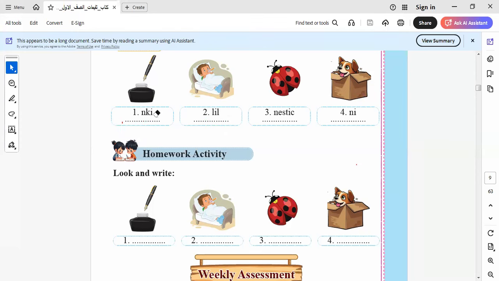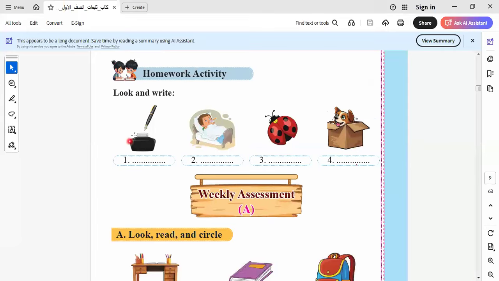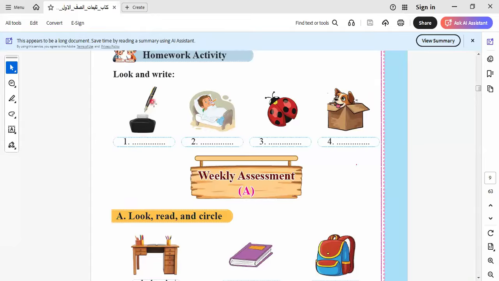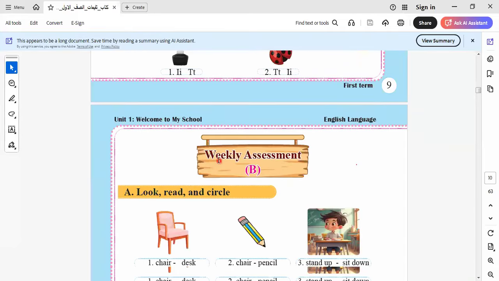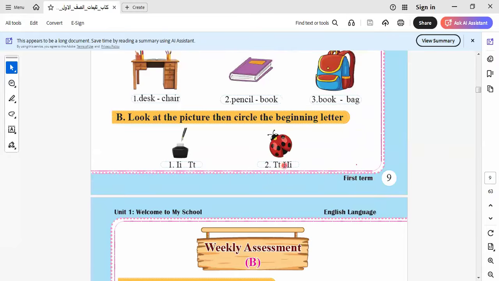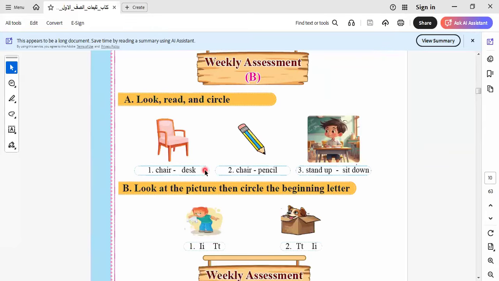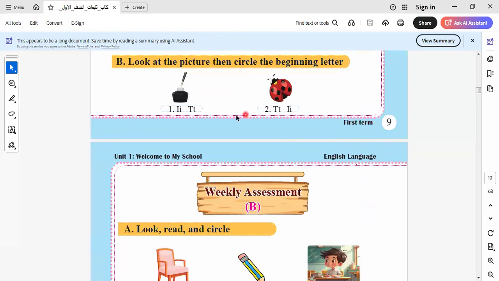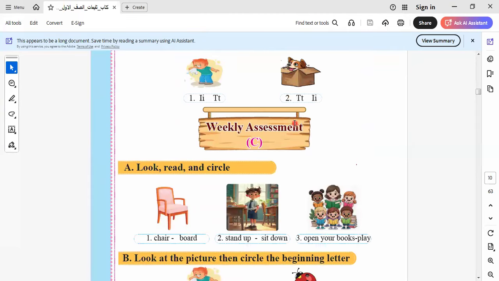This is the homework. I answer it here, and I leave it to you to answer later. What is this? Ink. Here is ill. Here is insect. Here is in. Okay, let's do this exercise together. What is this? Desk. So I select this one. Book, this one. Bag, this one. Is it letter T or letter I? No, letter I. Is it letter T or letter I? Letter I. Here is letter I, and here is also letter I. Here is ink, and here is the answer. Let's go to another one.